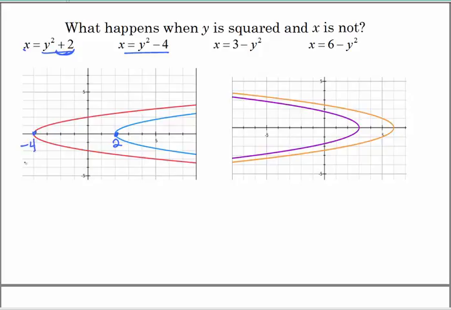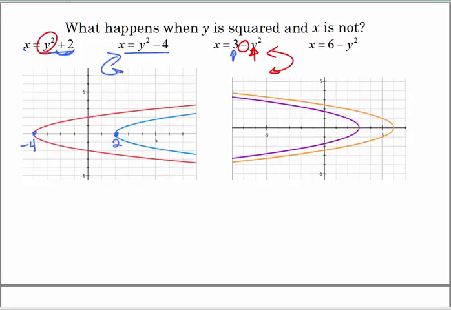Now notice this time that we have the minus in front of the y squared, and that makes it go to the left. When the y squared is positive, it goes to the right. So let's see if we can match it up.